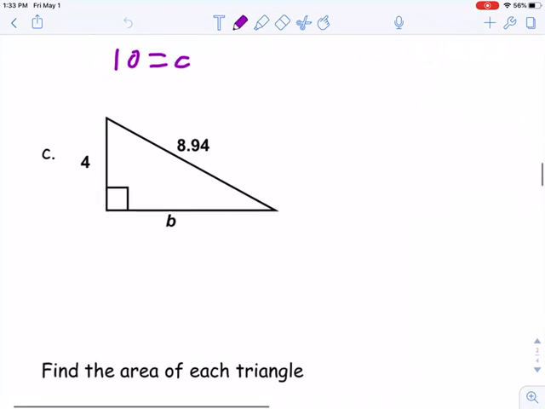Alright, so realize this time we have B. It might not always be called B, it might be called X, Y. You can really use any letters you want. This time we're finding a leg. Alright, so A squared plus B squared equals C squared.